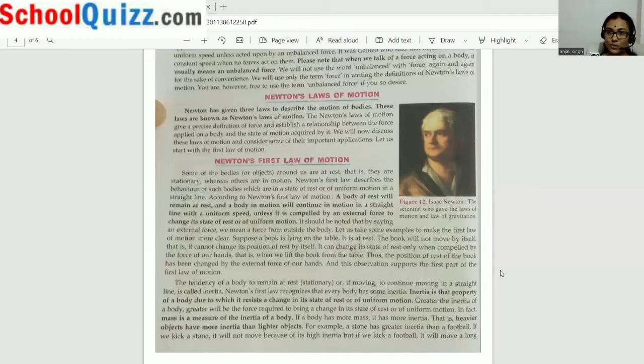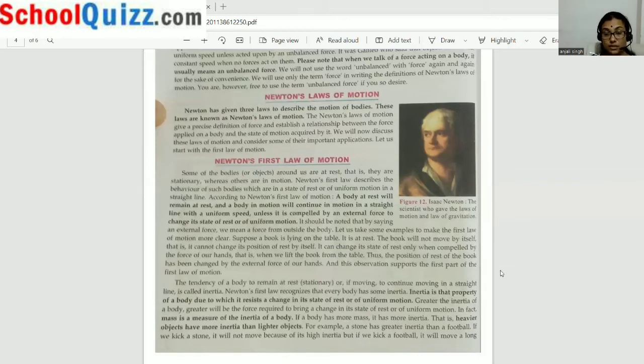If anyone asks you which one is exerting more inertia, a scooter or a bus? Definitely the bus, because it has more mass. It means it has more inertia, a directly proportional relationship. More mass, more inertia. Less mass, less inertia. Clear, everyone?